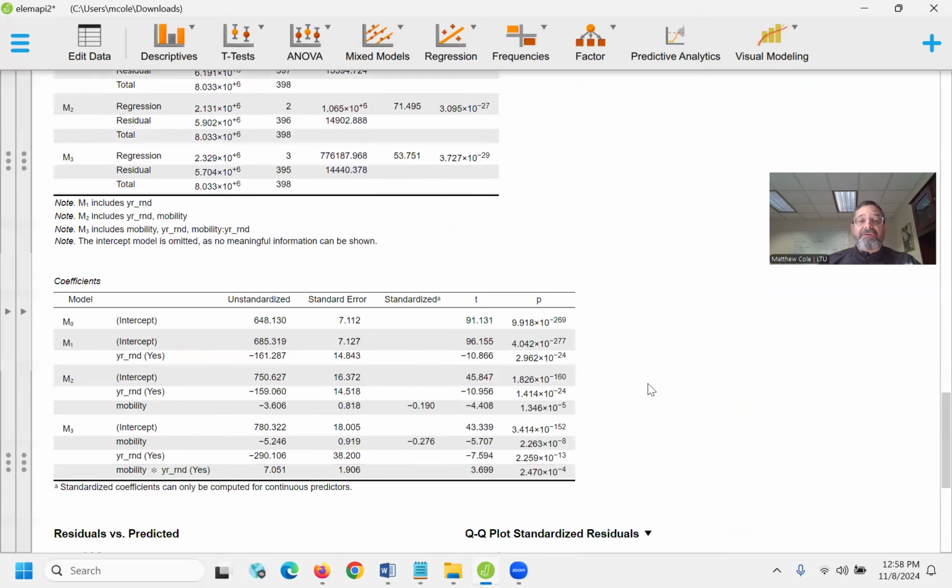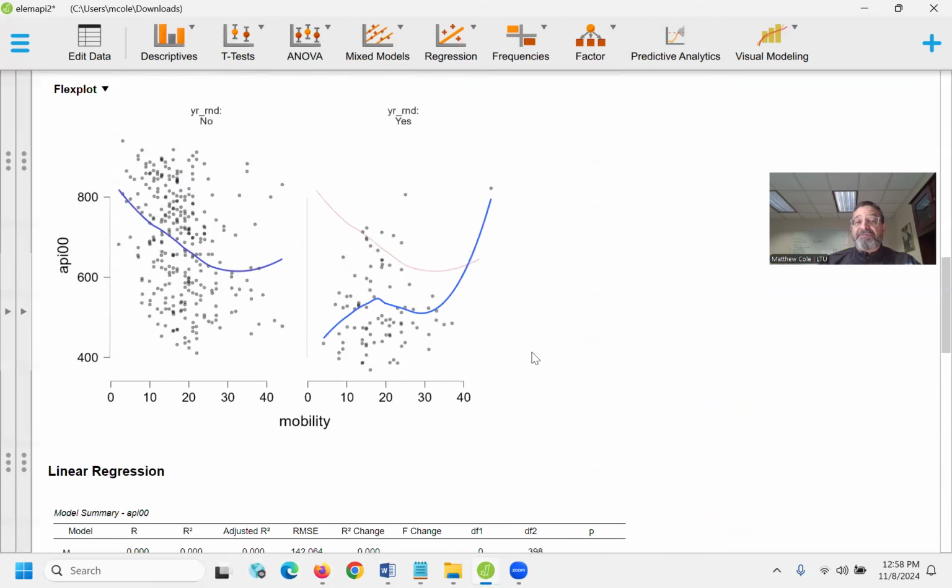So then what would we interpret? Well, we would say that this visualization is probably pretty accurate, that when the school is not open during the summer, we have a strong decline in academic performance as the percentage of kids coming into school for the first time because they've moved to that new school increases.